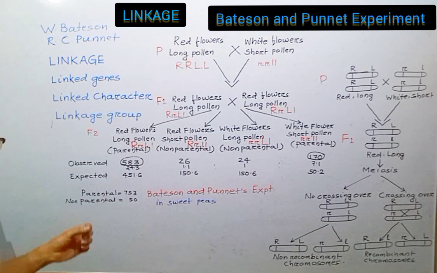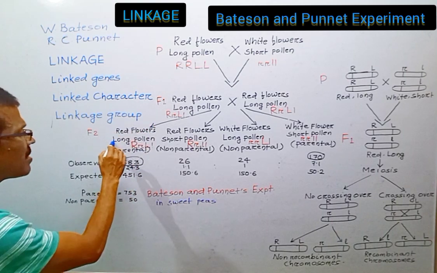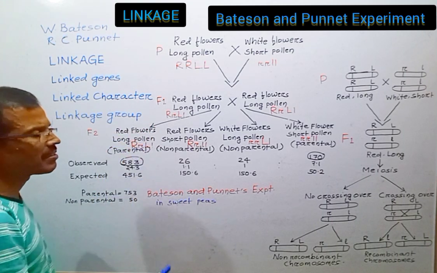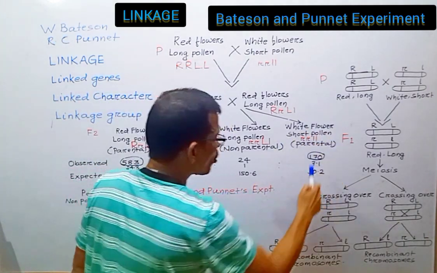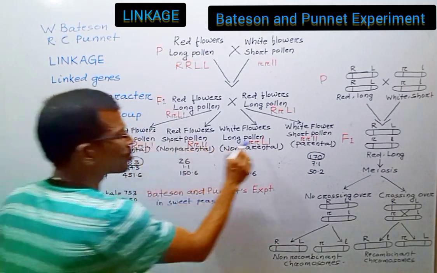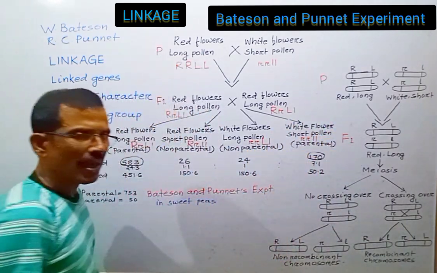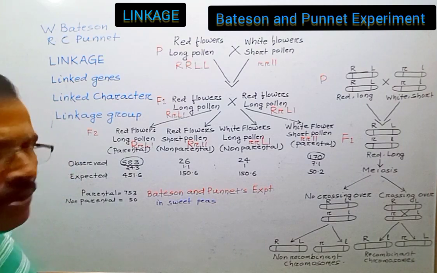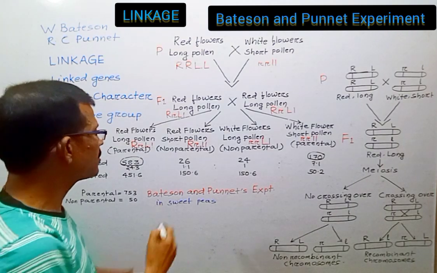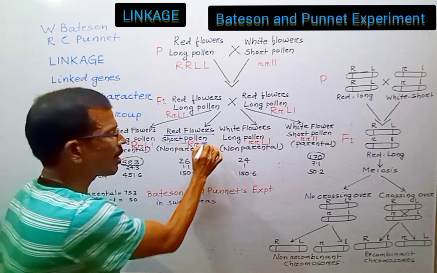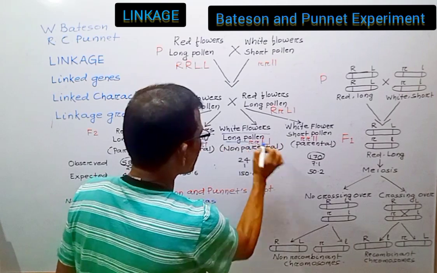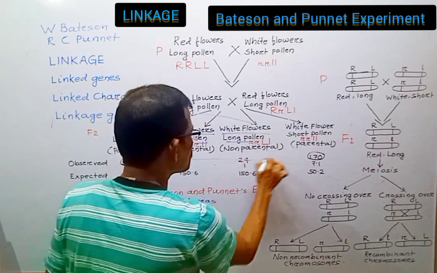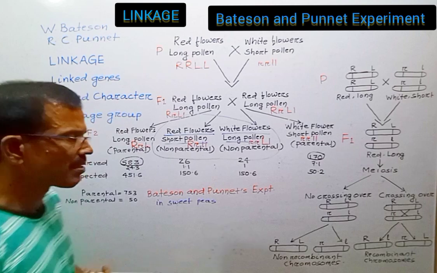Parental classes included 2 groups of plants. One group has red flowers and long pollen grains, and the other group has white flowers and short pollen. These 2 groups together constitute the parental class. The remaining 2 groups, one with red flowers and short pollen and the other with white flowers and long pollen, constitute the non-parental class.